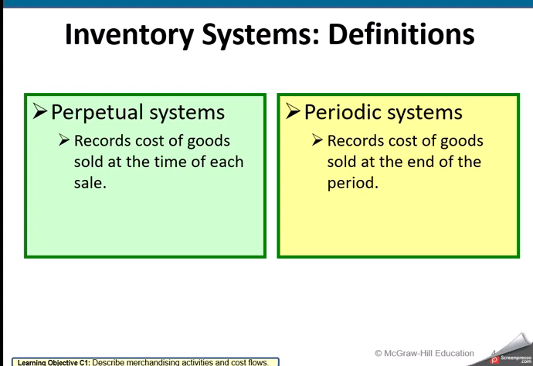What we will do is our periodic system, where we're going to look at the end of the period and again, either determine what inventory is left and then the remainder must have been sold out to cost of goods sold, or what inventory was sold, then the remainder must be left in our ending inventory.